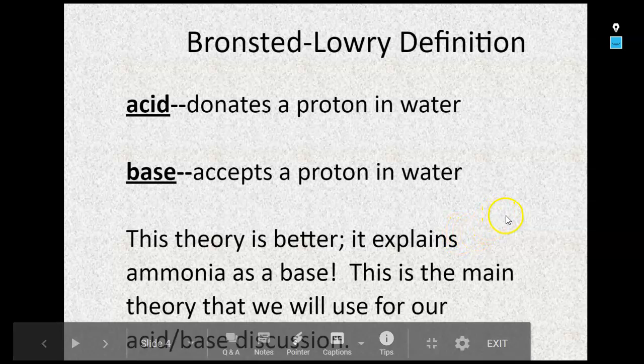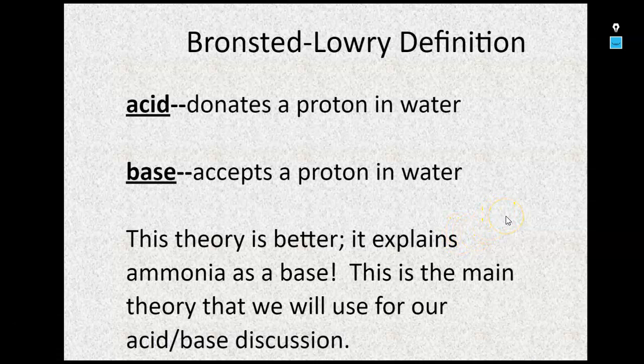The first one is called the Bronsted-Lowry definition, and we are now going to be defining an acid as something that can donate a proton in water. And literally speaking, we are talking about a hydrogen ion as something that can donate a proton in water. And a base then would accept a proton in water. This is a better theory. It explains how ammonia can be a base in water. So we're going to be able to get to that.